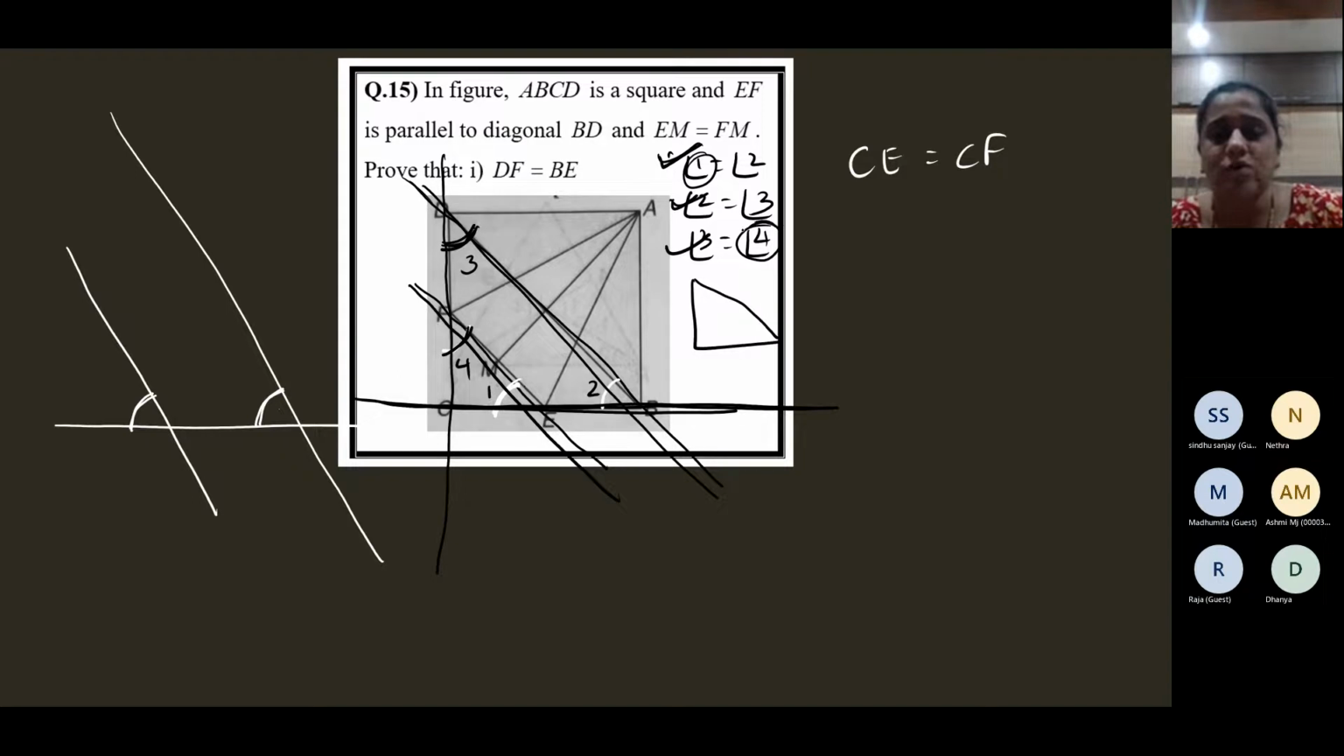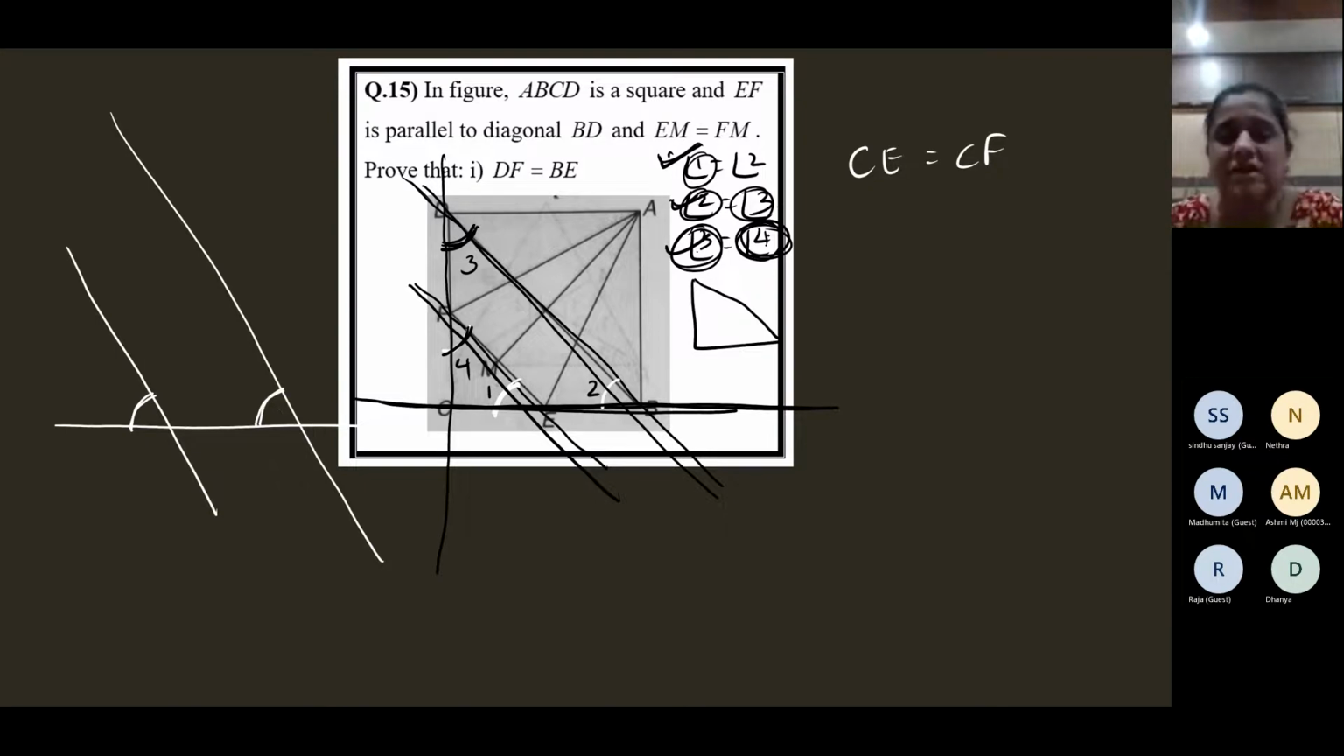Now see here, angle 4 is equal to angle 3, and angle 3 is equal to angle 2. That means 4, 3, 2 all are equal. And 2 is equal to 1. That means all these 4 angles are equal in measure.